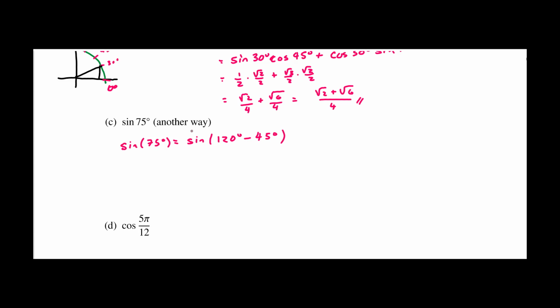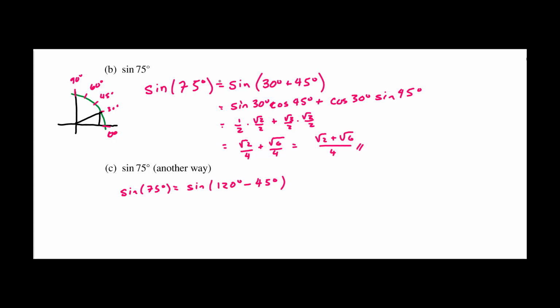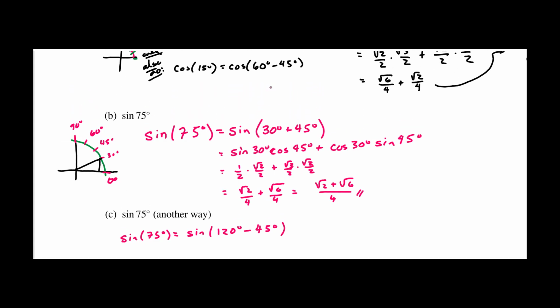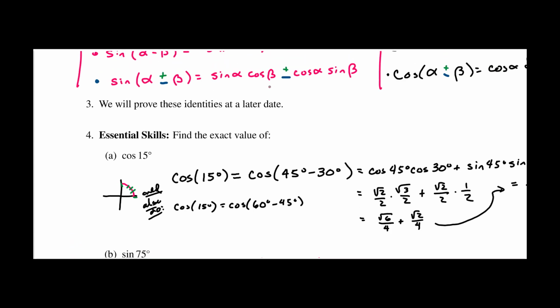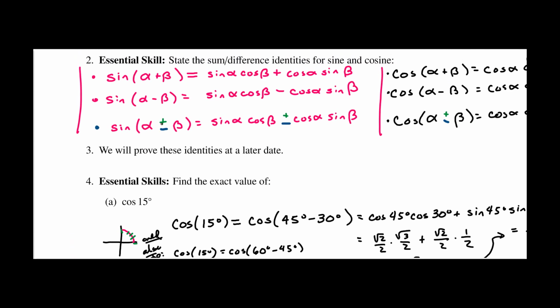Now, what I'm trying to show you is you don't have to do these problems the same way as somebody else, as long as you're appropriately applying the identities. So we're now thinking about this as a difference of angles inside of my sine function. So this will be the identity that I use.